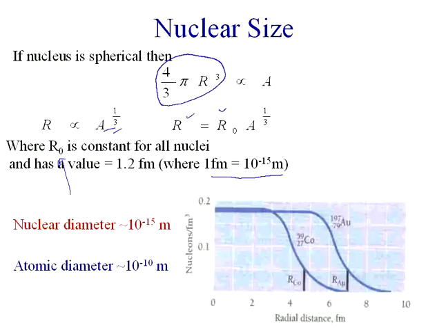So the nuclear diameter is of the order of 10^-15 meter, and the atomic diameter is of the order of 10^-10 meter.